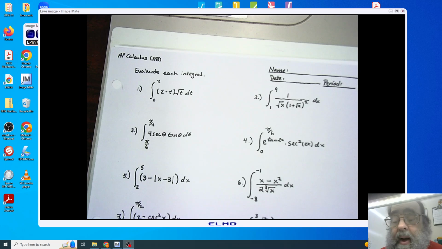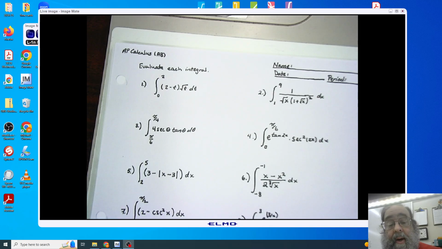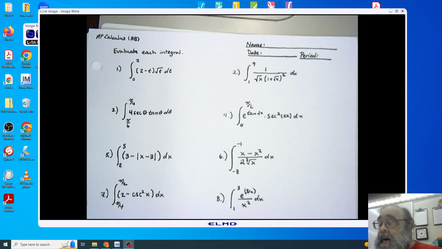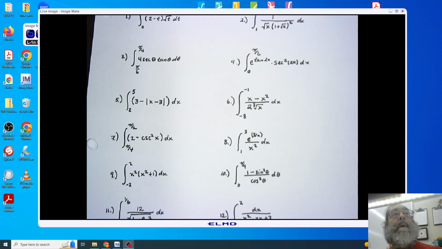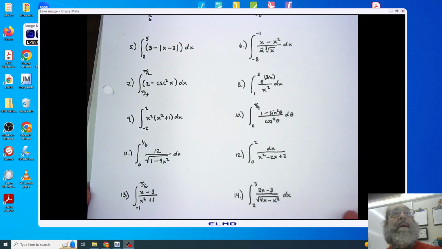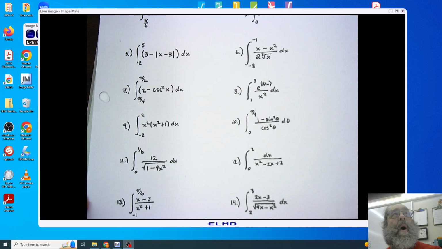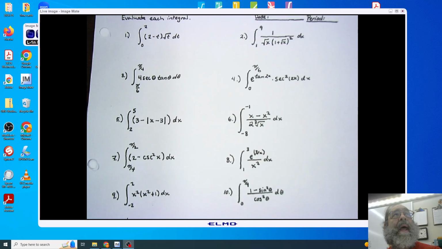Today we're going to be taking a look at evaluating some complex integrals. You'll notice in front of you I have a worksheet that has several integrations on it that we'll be working with. I recommend that you go through all of them, not just the odds or the evens, but I've tried to give you a smattering of all of the different topics that we've been covering over the last several days.